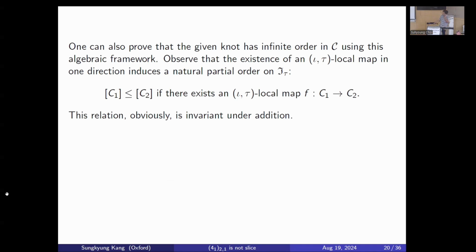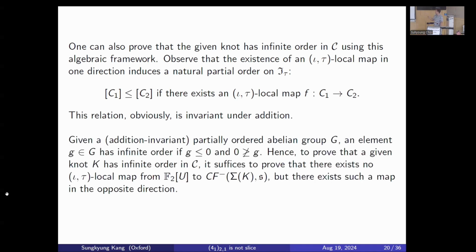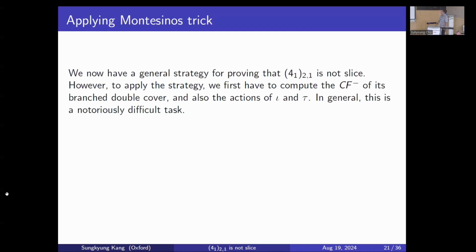This is obviously invariant under addition, so this is an invariant partial order. So if you can prove that some element in this partially ordered abelian group is less than or equal to zero, but the converse doesn't hold, then we're proving that it's infinite order. So what we have to prove is that there's a local map from here to here. No, sorry. Here to here, but there's no local map from here to here. Yeah, that's exactly what we'll prove, which means that we have to compute everything. And indeed, the crucial part of this paper was that we can indeed compute everything. So yeah, this is a general strategy for proving that this is not slice.